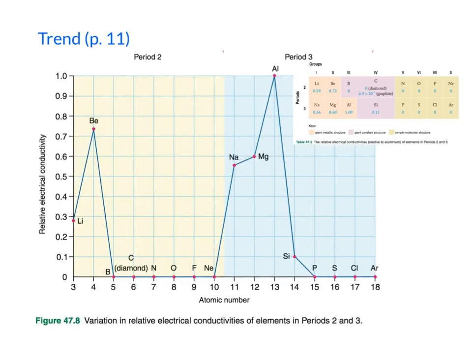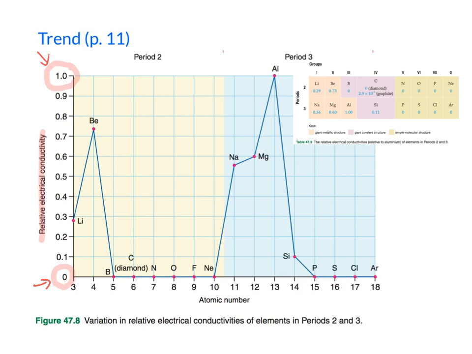For the trend, remember you need to plot a graph like this, just like the previous one. Before we move on, I want you to focus on the y-axis, which is the relative electrical conductivity. The highest one will be 1, the lowest one will be 0. That means if it is an insulator, that will be 0. If it is a very good conductor, that will be 1. It is relative to each other only, so that the shape of the curve will be all right.